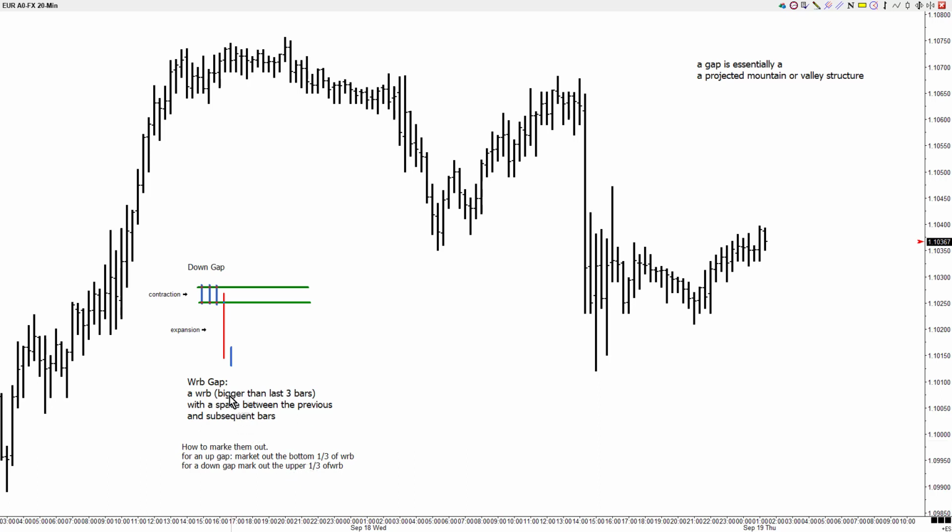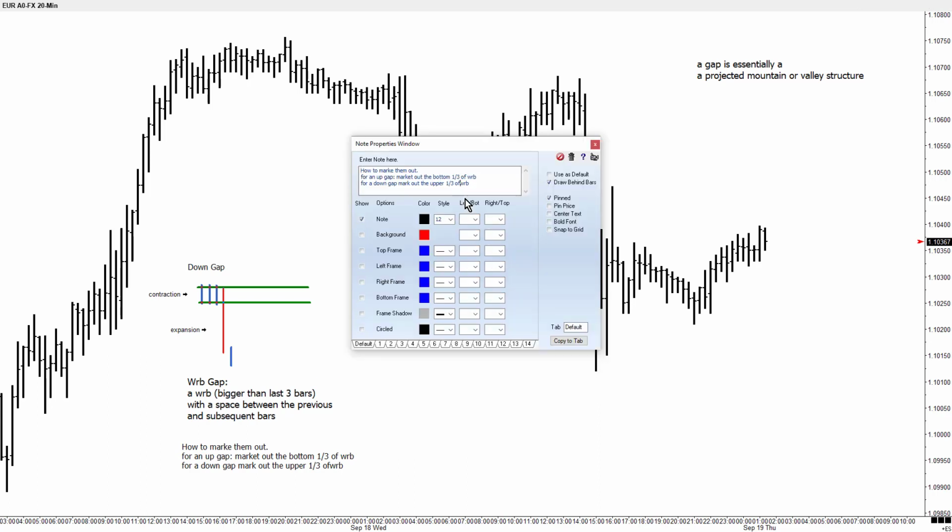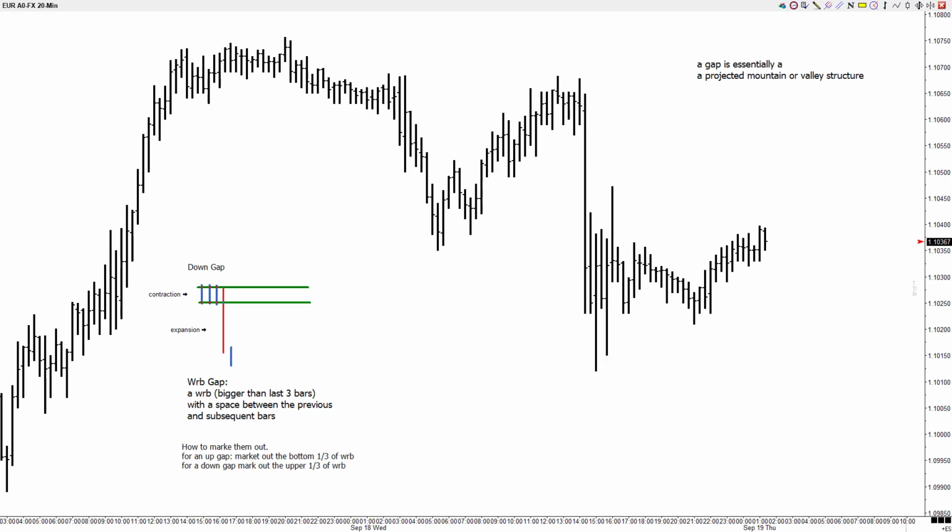How to mark them out is simple. If it's an up gap, like this, you mark out the bottom third of the wide range bar. If it's a down gap like this, you mark out the upper third of the wide range bar. And this is basically how the market moves in some way or another. Contraction, expansion, reverse or continue.